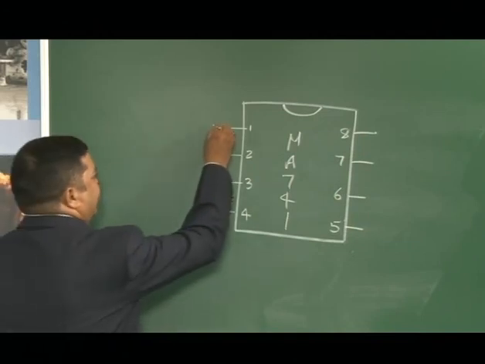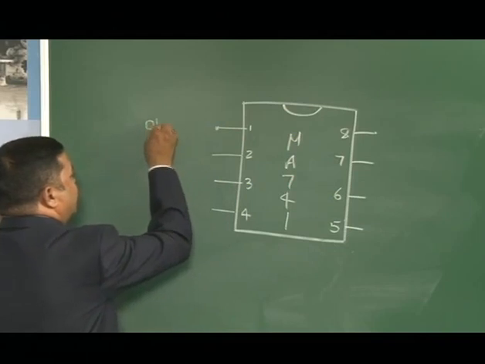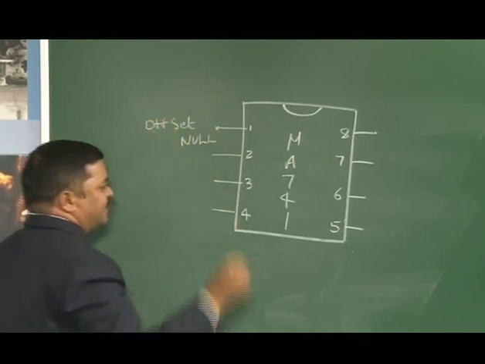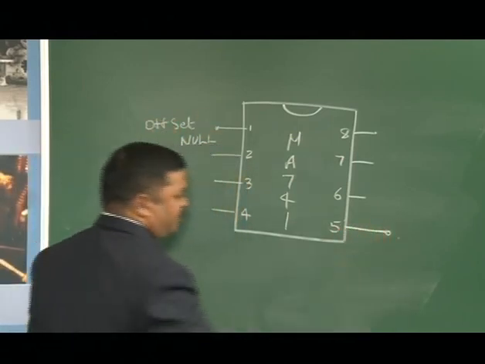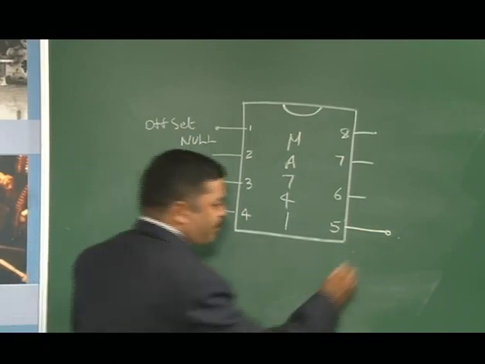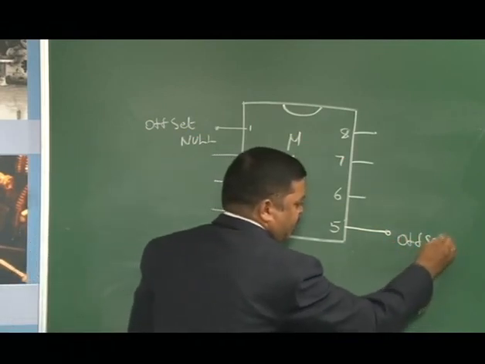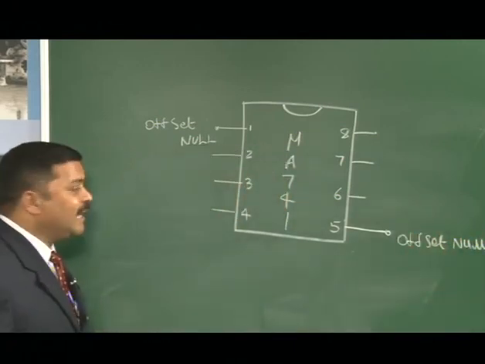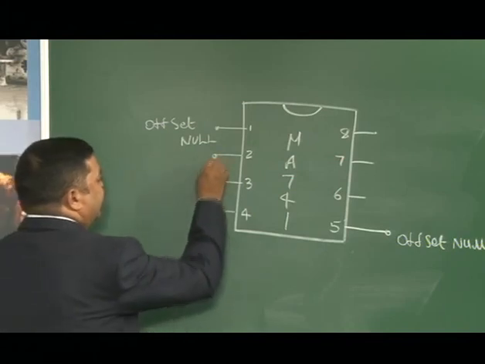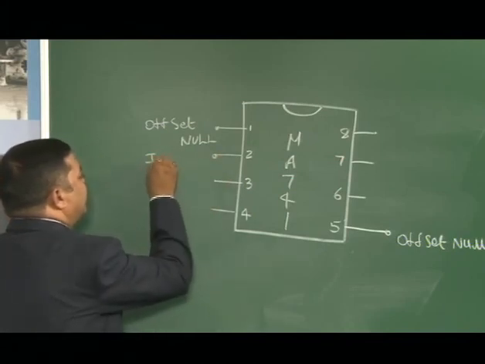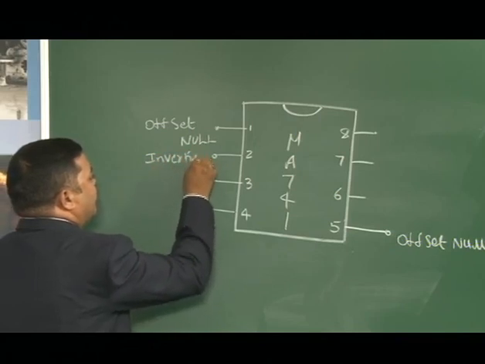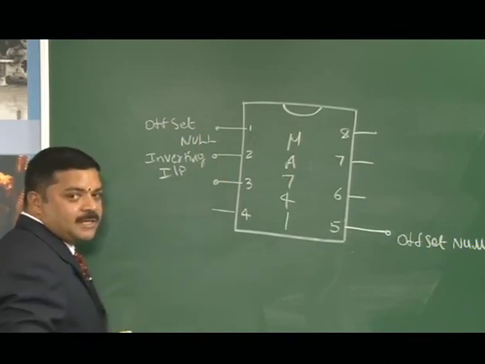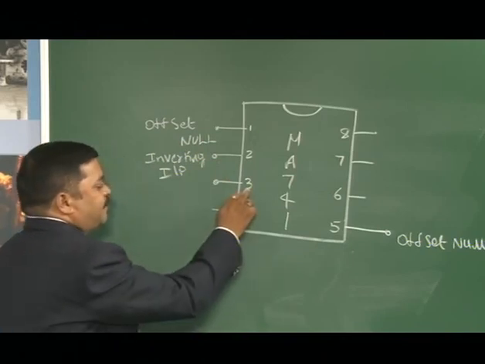What is pin number 1? Pin number 1 is called the offset null pin. We will see what is the function of pin number 1, and similarly pin number 5 is also called offset null. Pin number 1 and 5 are called offset null pins. Pin number 2 is the negative input terminal or the inverting input terminal. Inverting input. So, the positive terminal of an operational amplifier is represented by pin number 3.